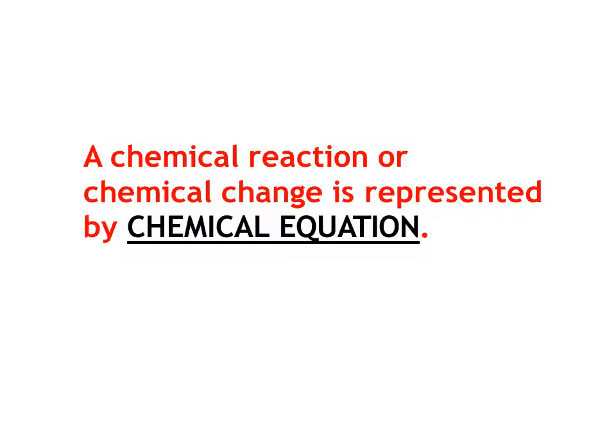Next one is chemical equation. Chemical equation means representation of a chemical reaction. Chemical change is the production of products from the reactants. It means when some new substances are formed from the old substances, this is known as a chemical reaction. And when you represent the chemical reaction, it is known as a chemical equation. So a chemical reaction is represented by the chemical equation.